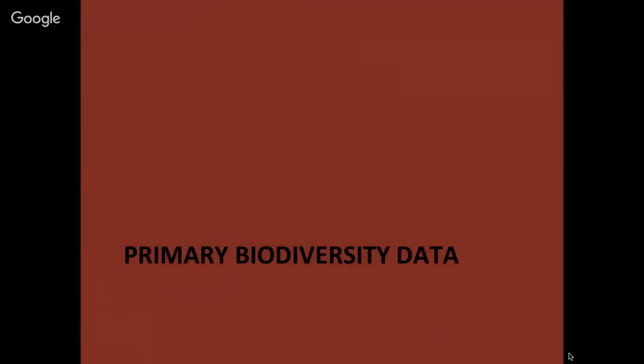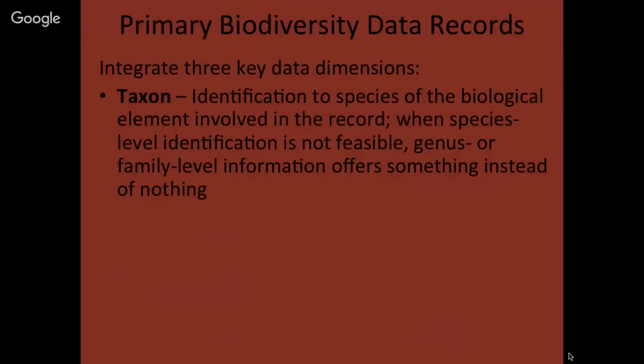So let's take a moment and talk about biodiversity information. I'm going to be very specific and talk about primary biodiversity data. I'll define these records as those data records that integrate 3 dimensions. Taxon, and this is essentially a species-level identification. Obviously, when species-level identification doesn't exist, some level of taxonomic information is better than nothing.